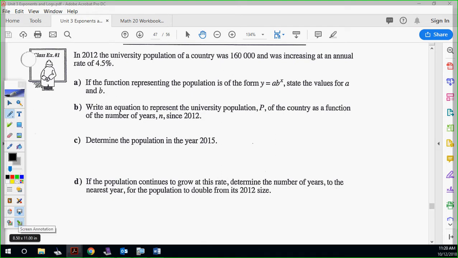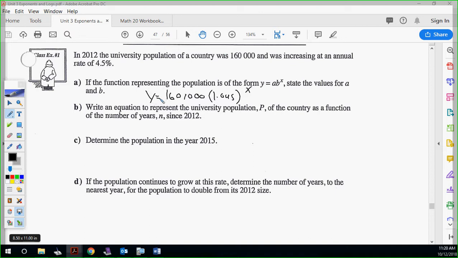Essentially, the idea for this lesson, if you didn't see, is growth and decay, which you already know a little bit about. In 2012, the university population of a country was 160,000 and was increasing at an annual rate of 4.5%. If the function representing the population is of the form y equals a to the bx, state the values for a and b. In this case, your a is the starting amount, so that's your 160,000 people. Your b is the growth. It is growing, so you add 1.045 to the x, would be your y equals abx form.